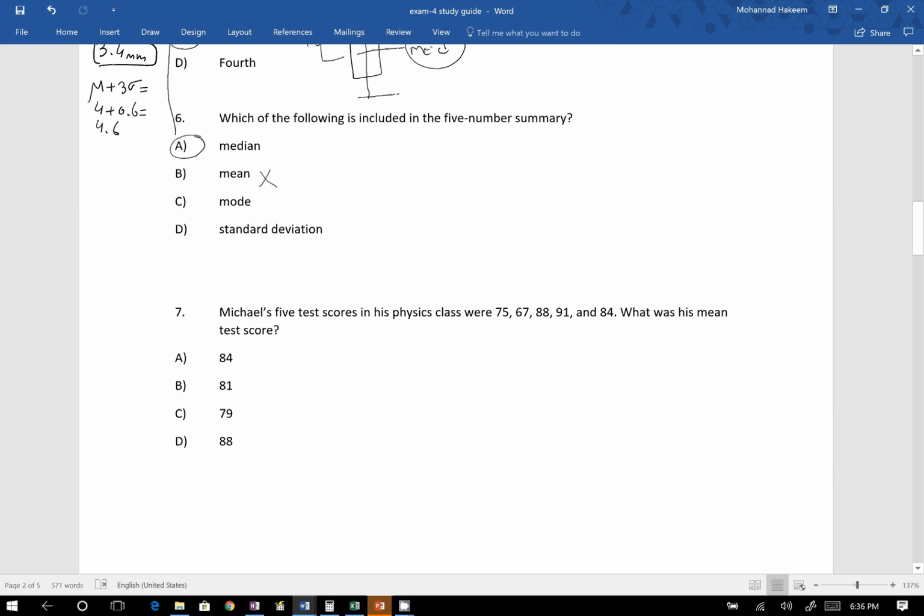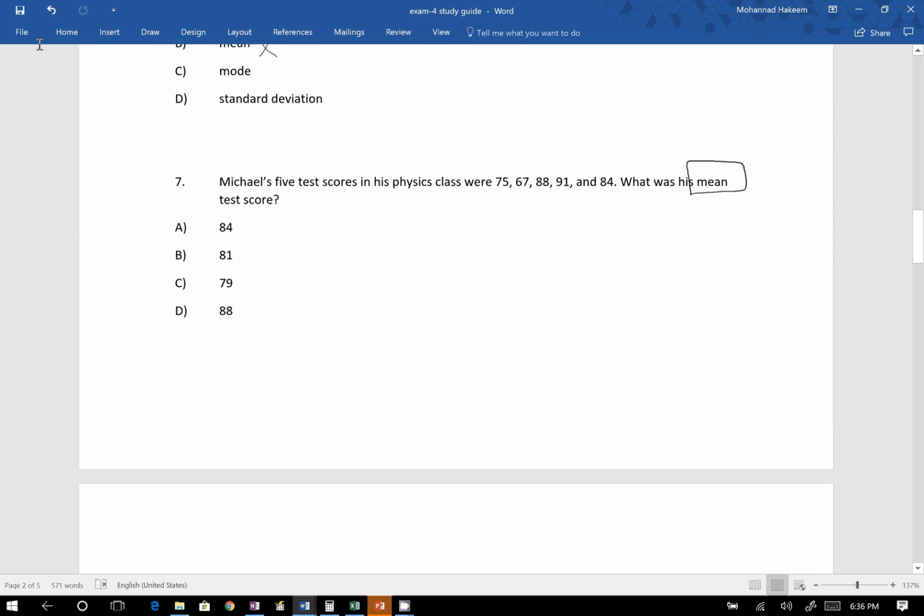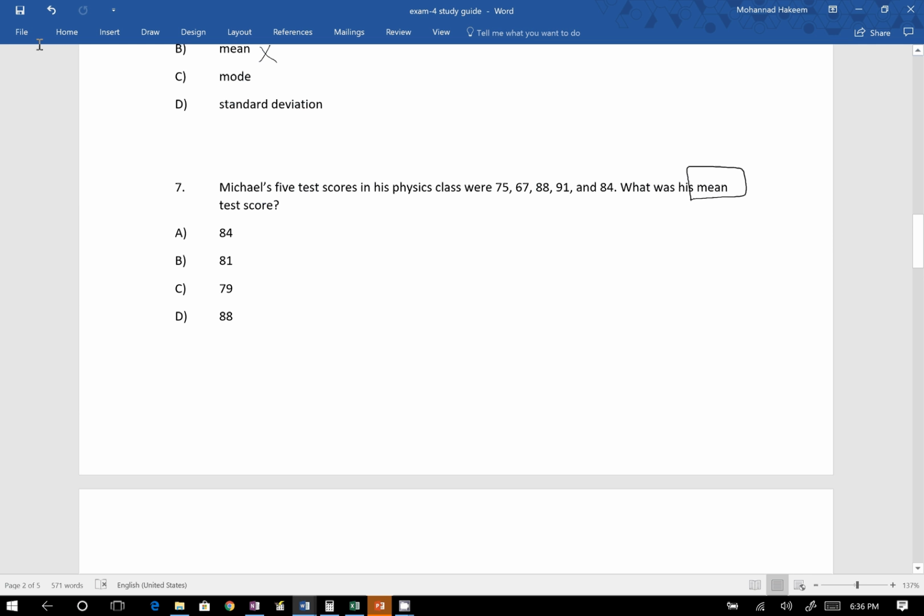Okay, so we have Michael's 5 test scores were 75, 67, 88, 91, and 84. What is the mean test score? Now don't confuse the mean with the median. The mean is the average. You would get it by simply summing the numbers and dividing them by 5. Mean is equal to 75 plus 67 plus 88 plus 91 plus 84 divided by 5.